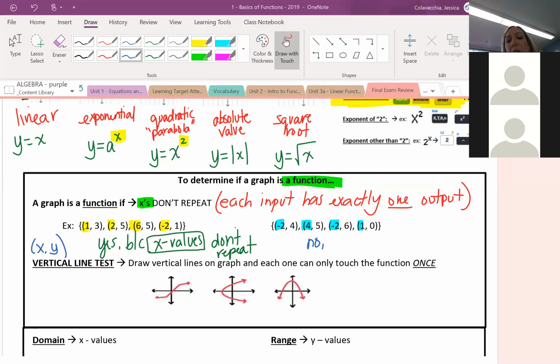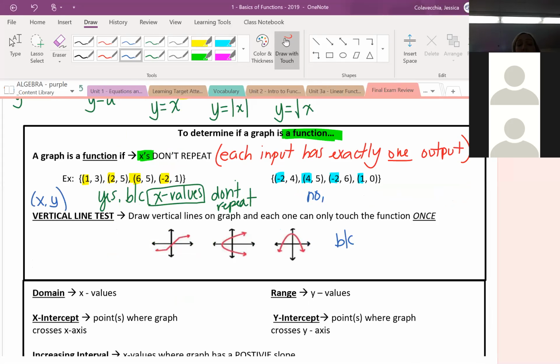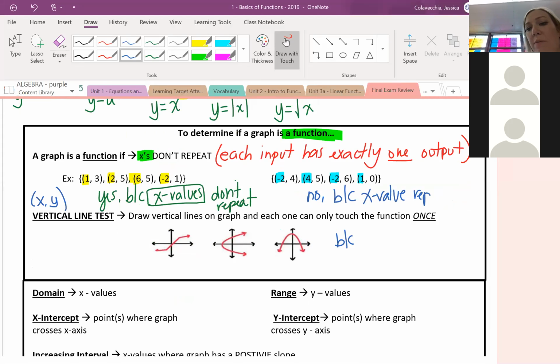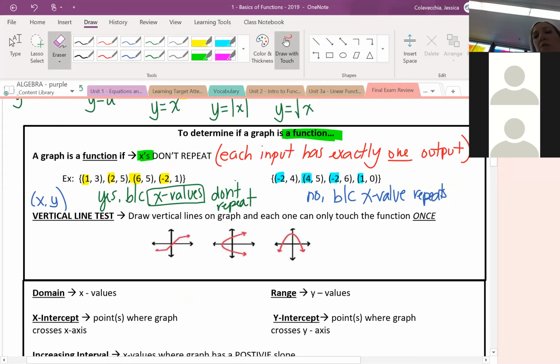Okay, wait, let me answer your question. So is this a function? No. Okay. Because the x value repeats. Again, if you wanted to be specific with a -2, that's the one repeating. Okay, so ask your question again.